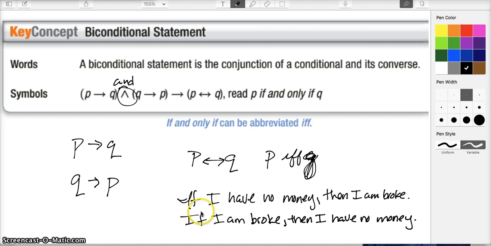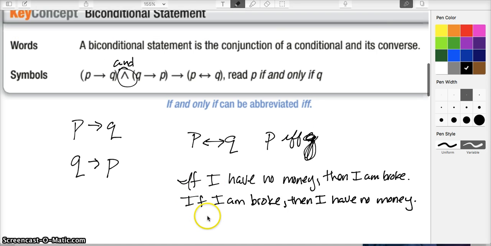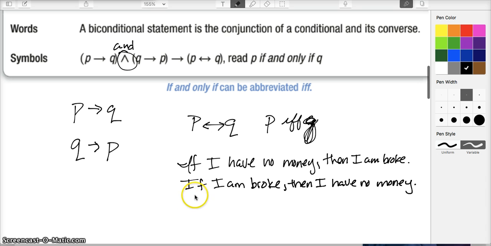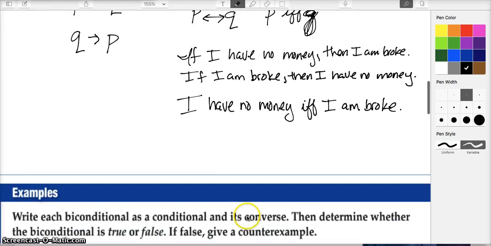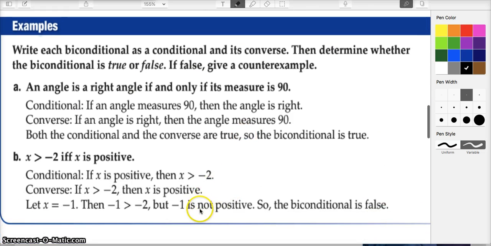So then I can think of this as a biconditional statement and write it as an if and only if. So that would be, I have no money if and only if I am broke. Or I could say it the other way, I am broke if and only if I have no money. And I don't think you would have any problem agreeing that that statement is true, and that's a biconditional statement because both of them are necessary. Like, you can't have one without the other. All right, so let's take a look at a couple of examples.